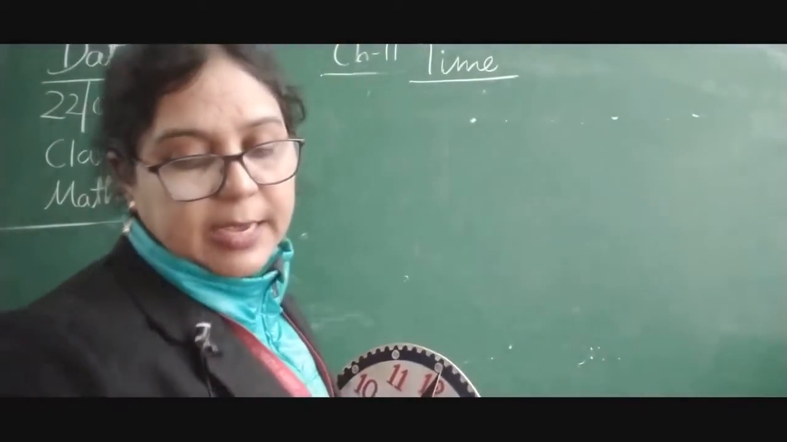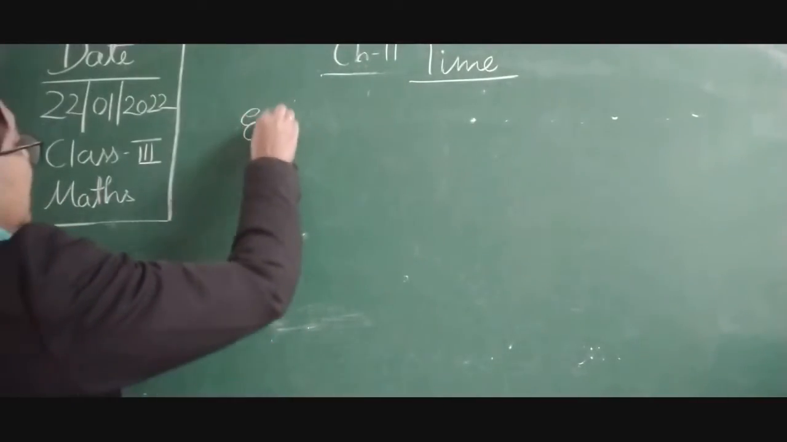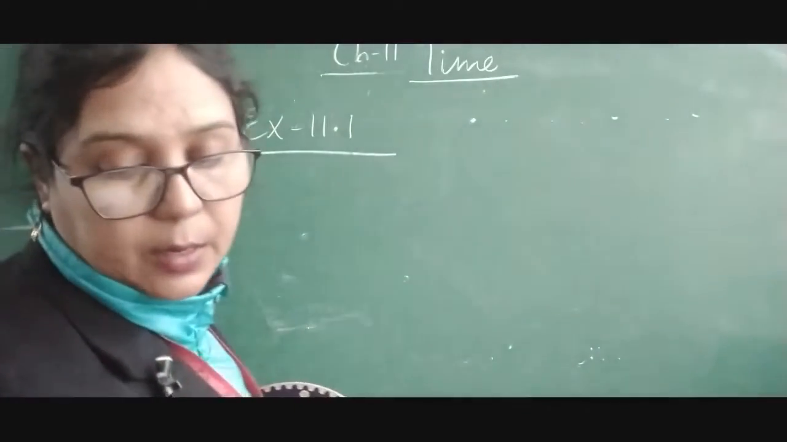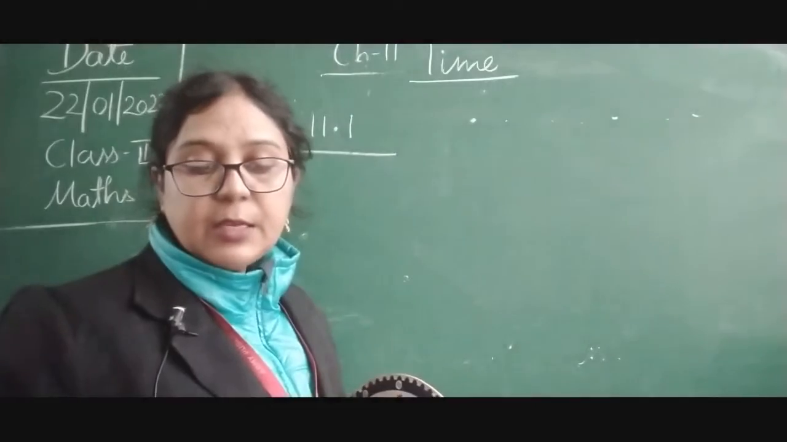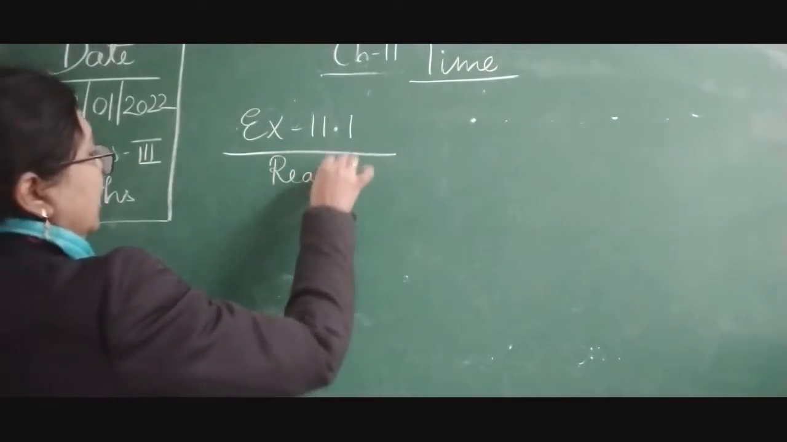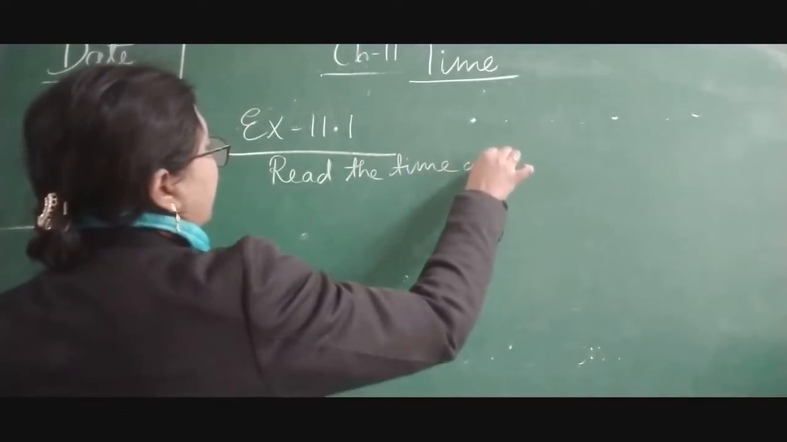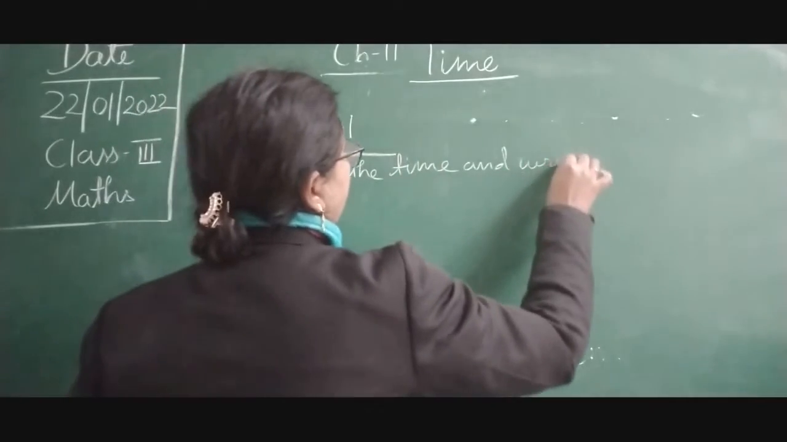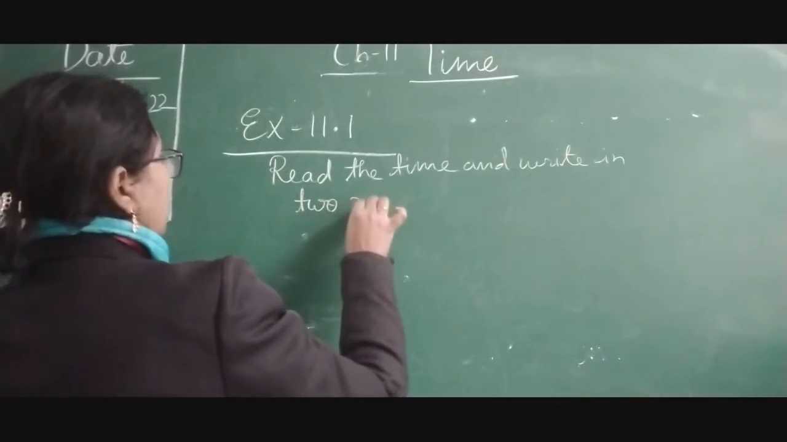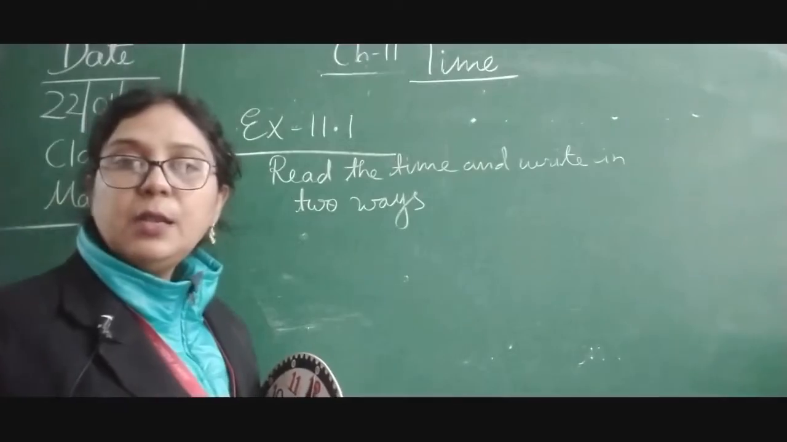Now children, let us start exercise number 11.1. We can see over here the second question: read the time and write in 2 ways. Okay, the first one is already done over here.